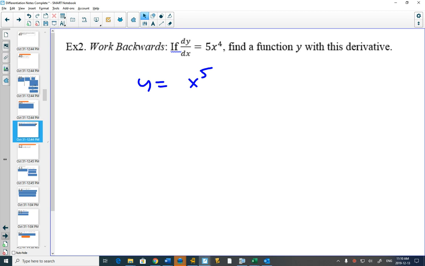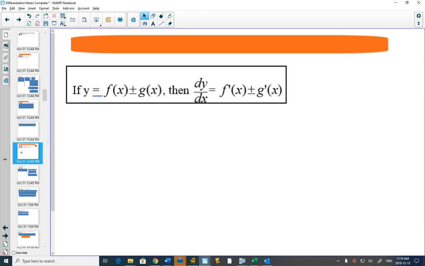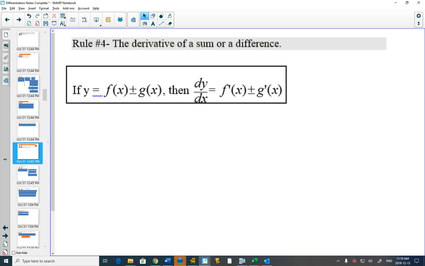Next set of derivative rules. What happens when you're adding a bunch of functions together? So if you want to take the derivative of 2 functions that are added together, or 2 functions that are subtracted, or even more. And this should make you happy. You just have to find the derivative of each one separately. Life is easy.